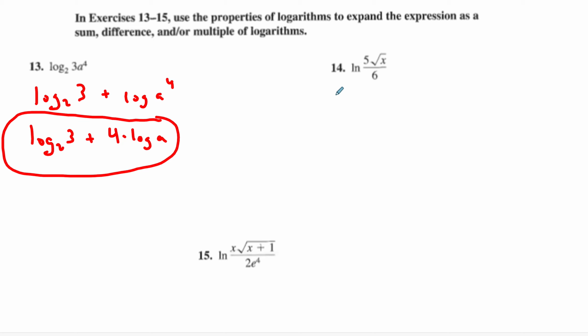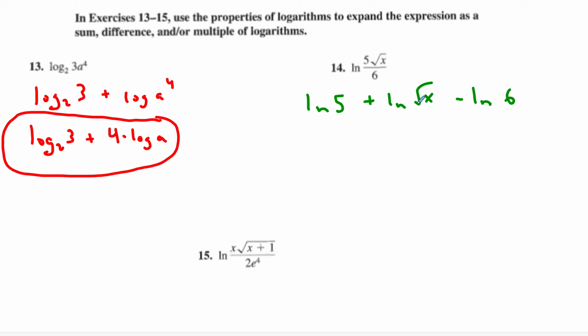All right, this next one. Okay, here's what I honestly see. I see a 5 times this and then divided. So we'll split it into 3. Natural log of 5 plus, we're multiplying, natural log of the square root of x minus, dividing by the natural log of 6. Nothing to be done here, nothing to be done here.